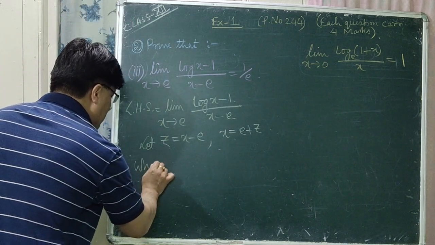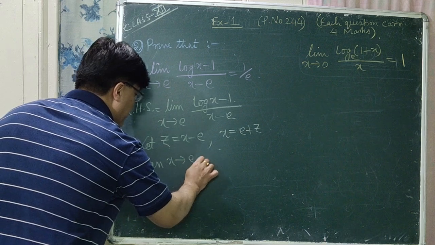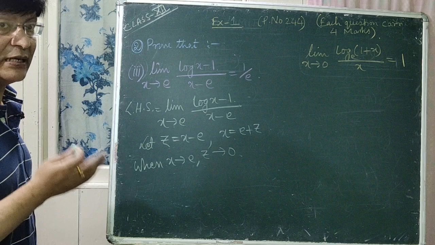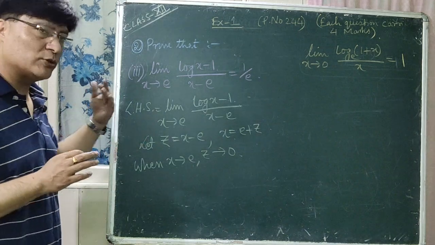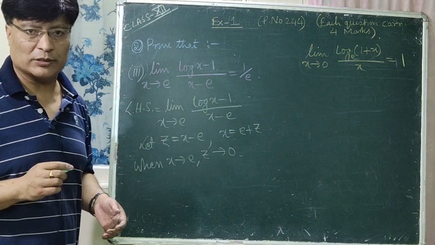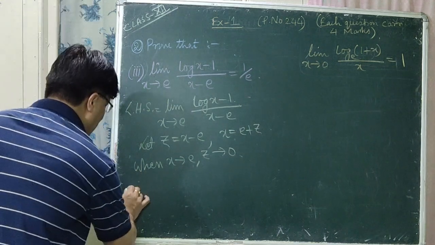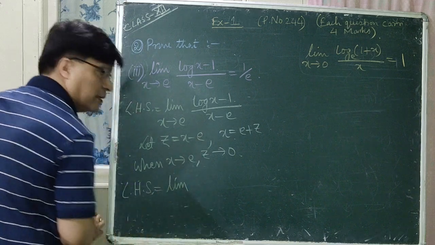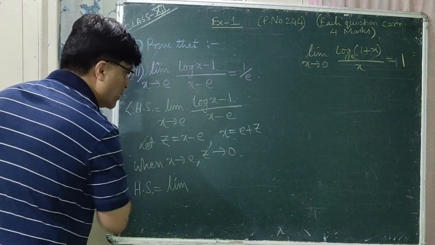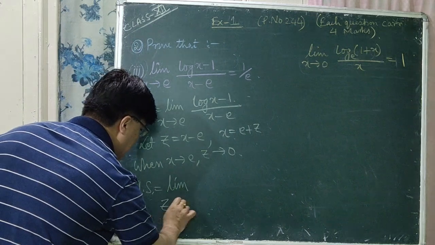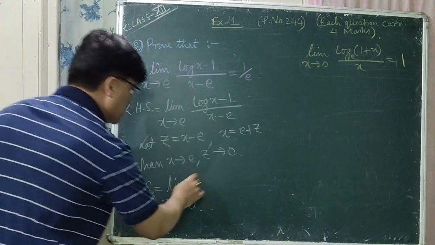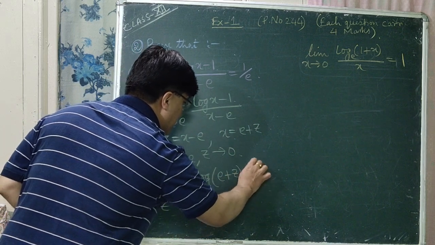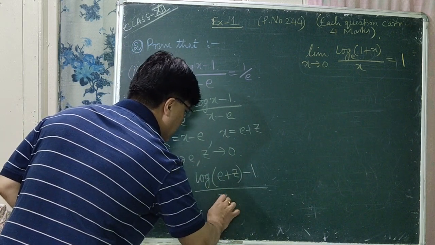So when x tends to e, that is z tends to 0. That means we are changing the limit here again, because we are doing the method of substitution. Okay? So now this left hand side becomes limit, so instead of x tends to e, you have to write z tends to 0, right? Then log of, what is x here? It is e plus z minus 1 whole divided by z.